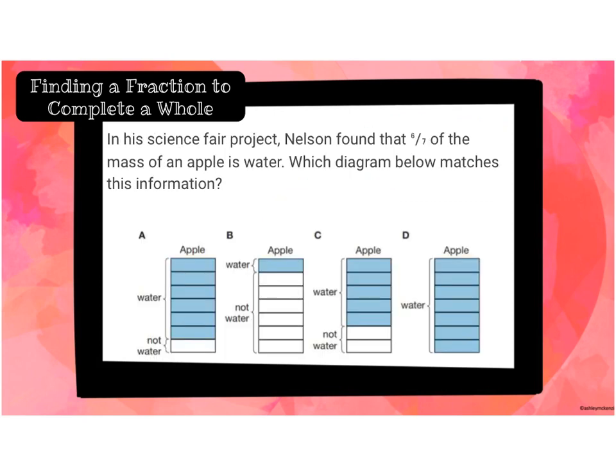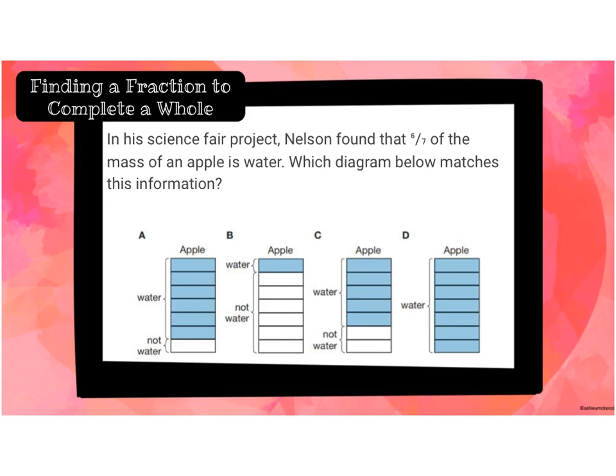All right, here's a question for you. In his science fair project, Nelson found that 6/7 of the mass of an apple is water. Which diagram below matches this information? Okay. The first one. A. All right, why is it A and not B? Because B has way too many. What is B representing? Water, not water. The opposite. The antonym.